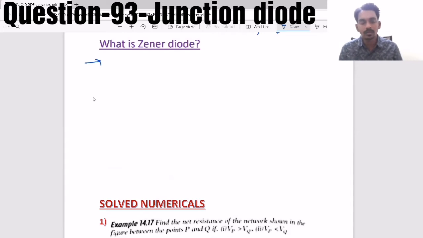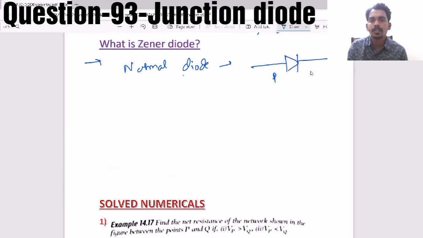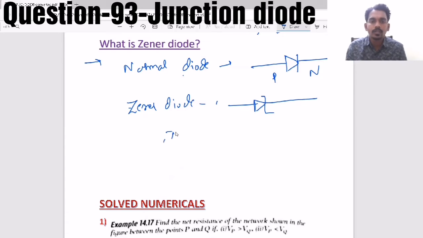And they used to ask questions based on Zener diode mostly. Zener diode means it is one diode. See, a normal diode we will represent like this: this side is P, this side is N. And when you consider a Zener diode, we will represent it like this.